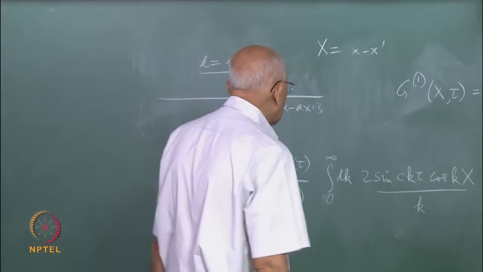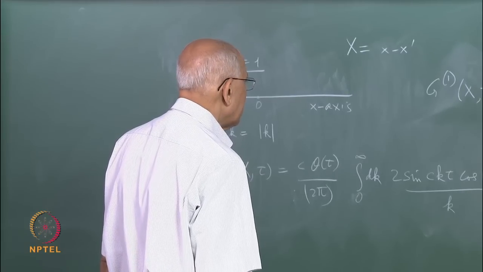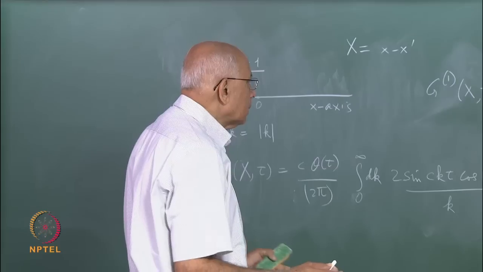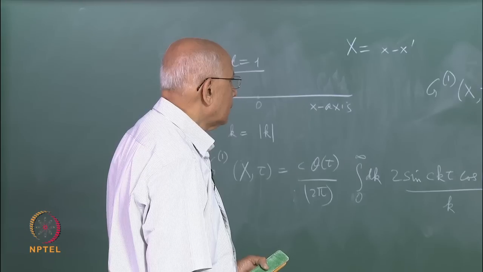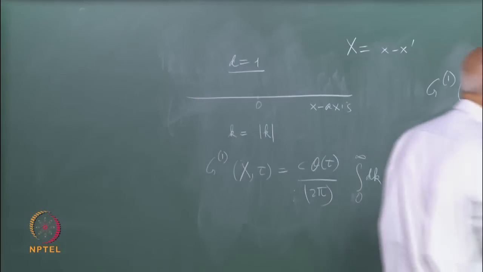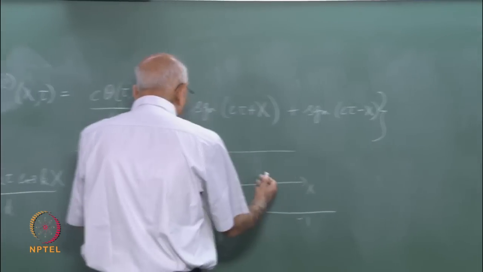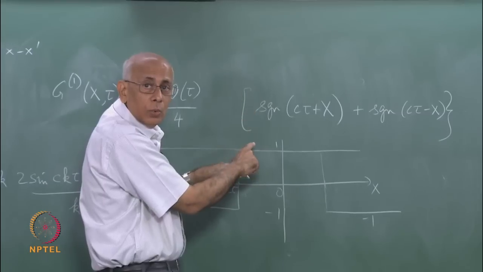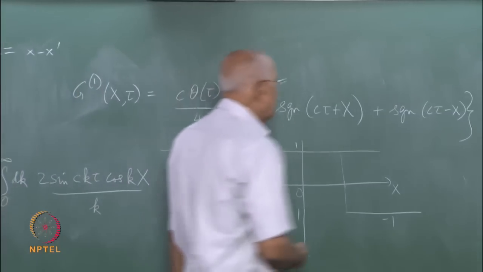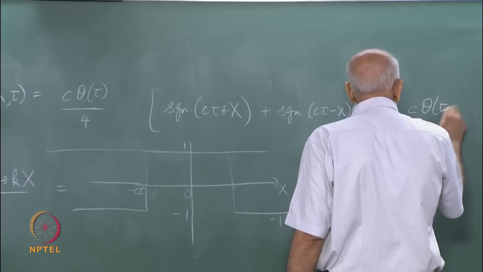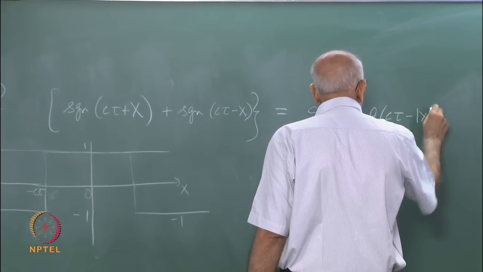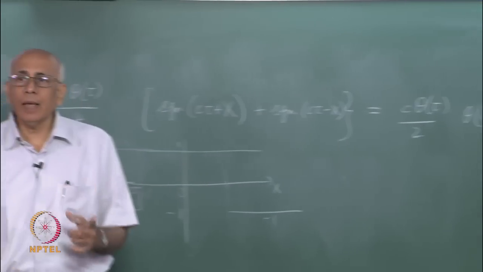Okay. I am extremely unhappy because this is suggesting now that the answer, when you superpose these two guys, lies... that's right, that's exactly what you want. This is precisely what you want, exactly. So the answer therefore is 0 beyond these two points, these two fellows add up and it's equal to 1 plus 1 in between here. So there's a factor 2 which cuts off between this point and that point, right. So we can rewrite this, perfect. So there's a factor 2 and it says c theta of tau divided by 2 and then it is equal to a theta function of c tau minus mod X. X must lie between minus c tau and plus c tau.